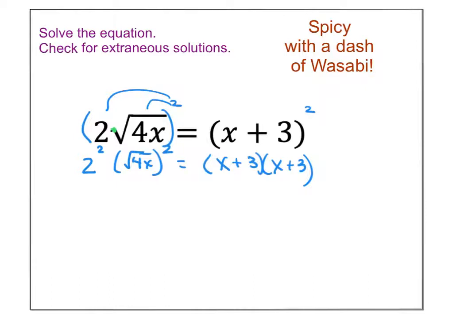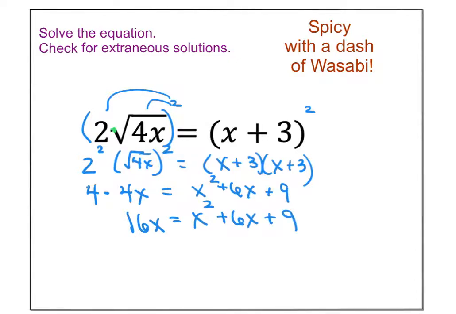2 squared is 4. And then here, square root of 4x squared. Since everything is underneath that radical, the radical and the exponent cancel each other. You're just left with a 4x. On the right, when you FOIL this out or do the area model, you'll get an x squared plus 6x plus 9. And then I'm going to go one step further, and on the left side, 4 times 4x will become a 16x.